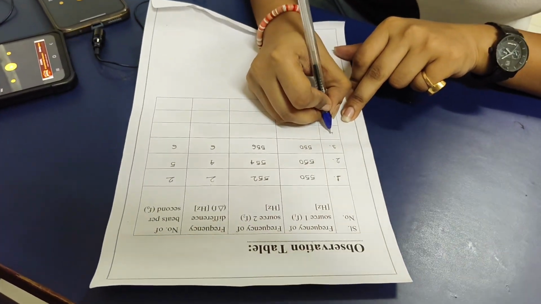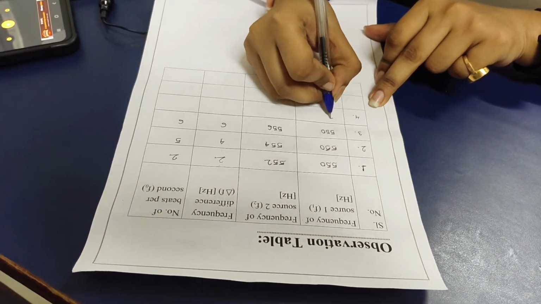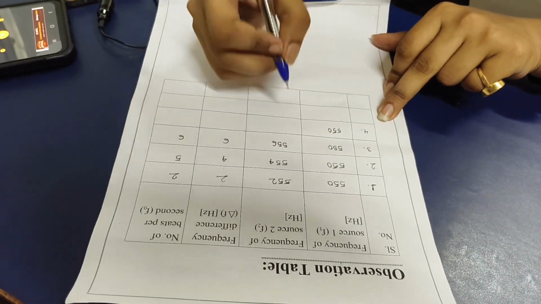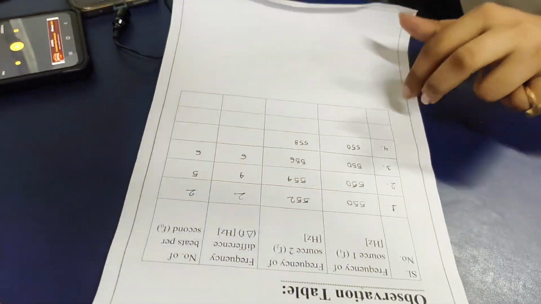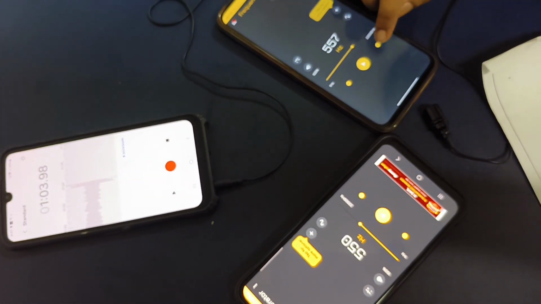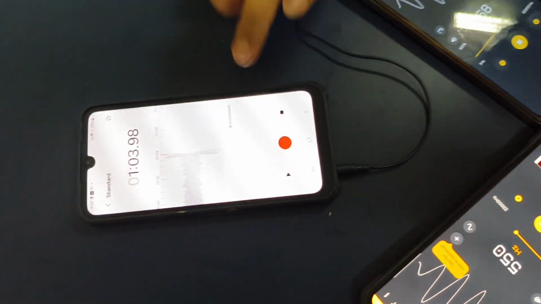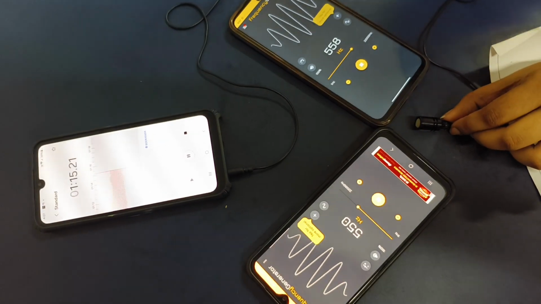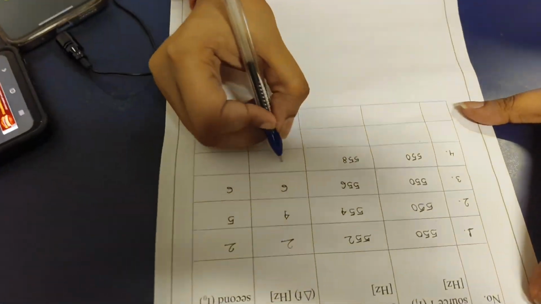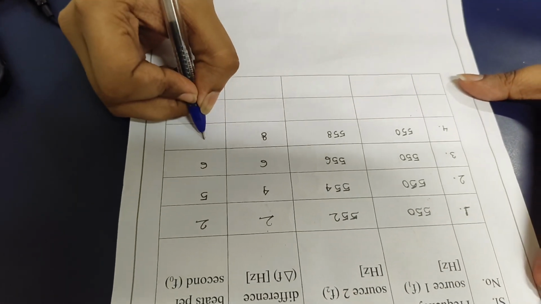So for the fourth reading, we are considering the frequency of source 1 as constant 550 and the frequency of source 2 we are taking as 558. So here we can see 550, and we'll increase it to 558. So the frequency difference is 8 and the number of beats per second is also 8.